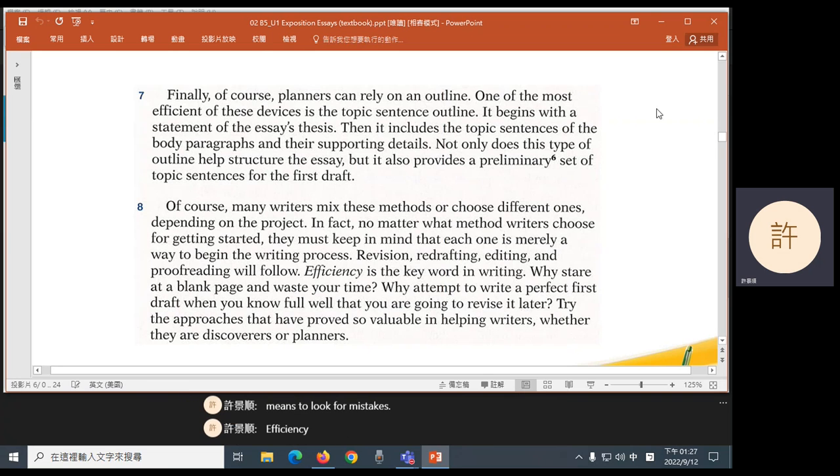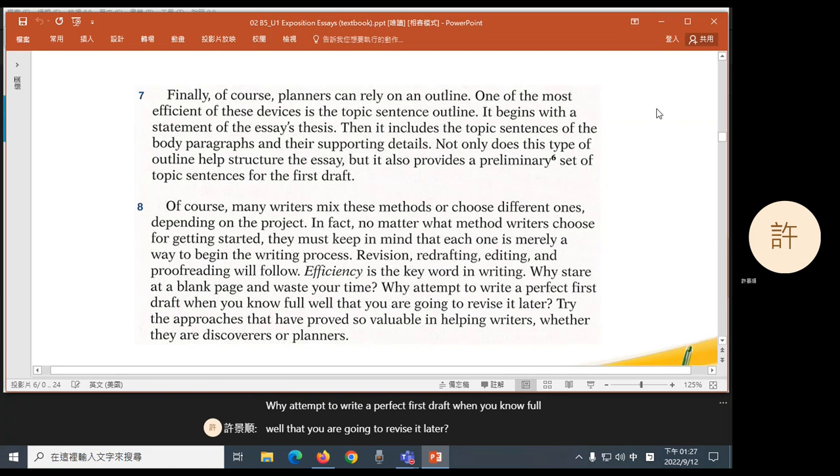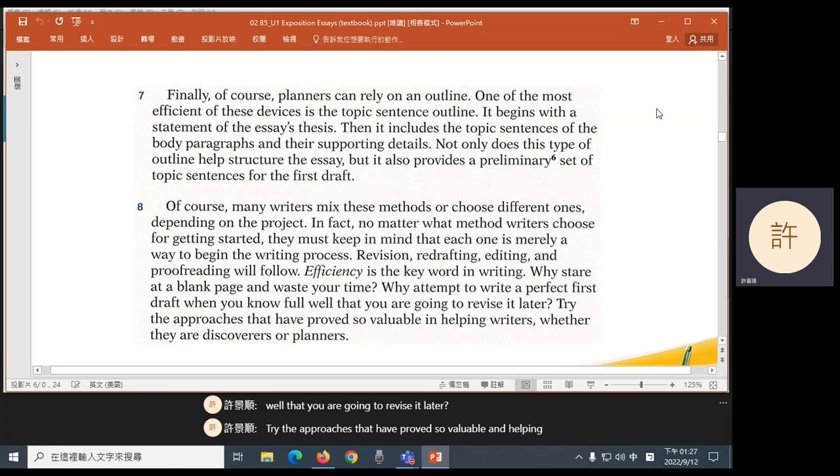Efficiency is the key word in writing. Why stare at a blank page and waste your time? Why attempt to write a perfect first draft when you know full well that you are going to revise it later? Try the approaches that have proved so valuable in helping writers, whether they are discoverers or planners.